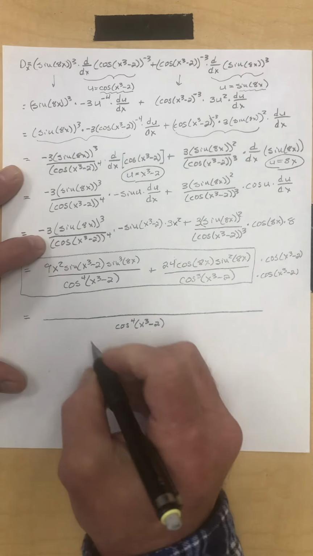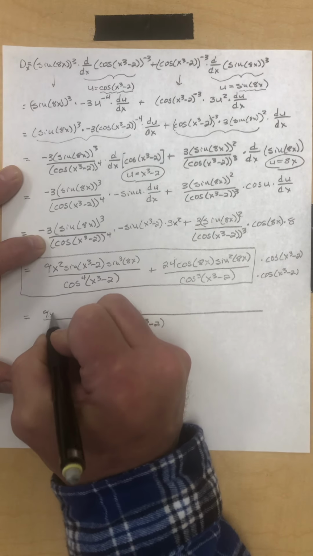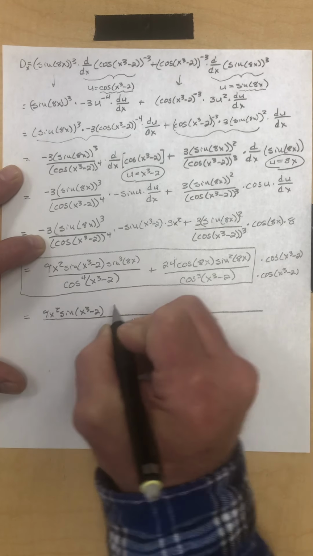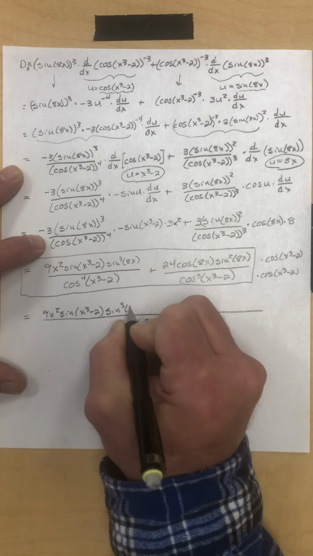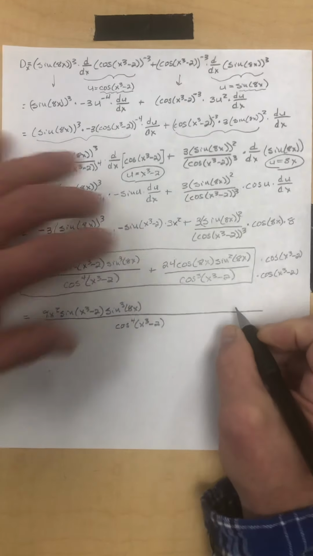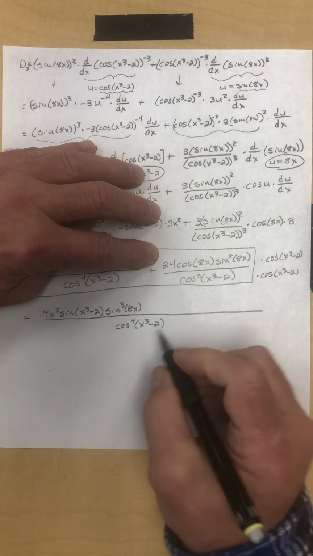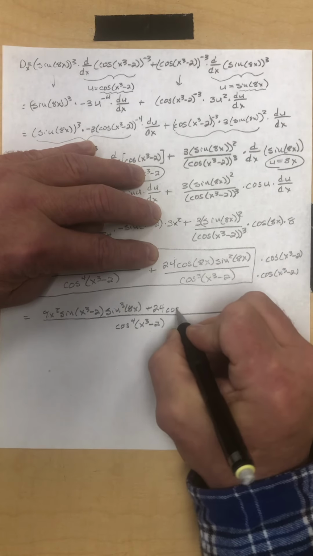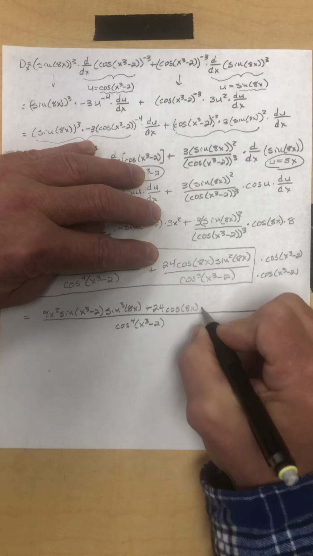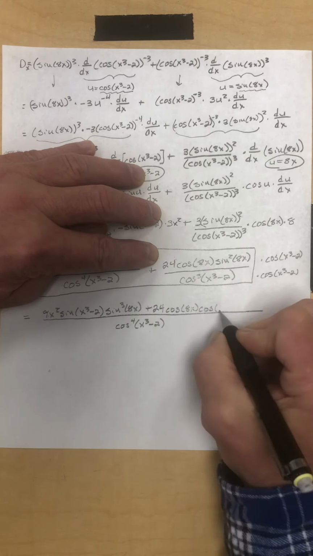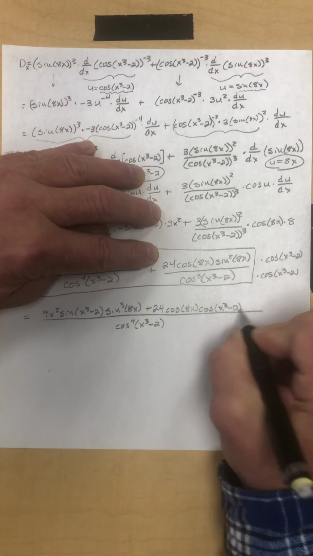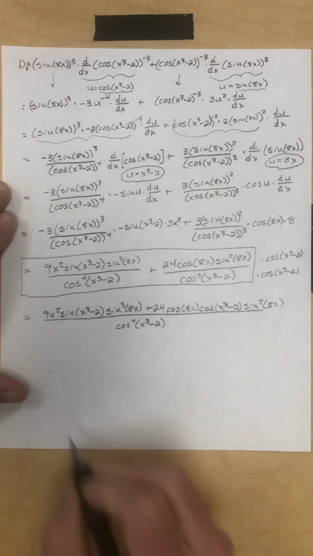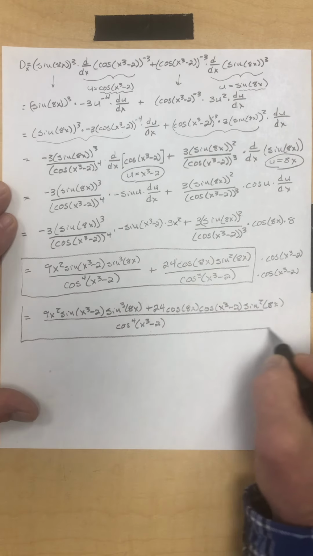So I'd have this guy, 9x squared sine of x cubed minus 2 sine cubed of 8x, right there. And then I multiply above and below here to get the common denominator, so I'd have plus 24 cosine of 8x cosine of x cubed minus 2 and sine squared of 8x, like that. And then we're looking at these 2 possible answers.